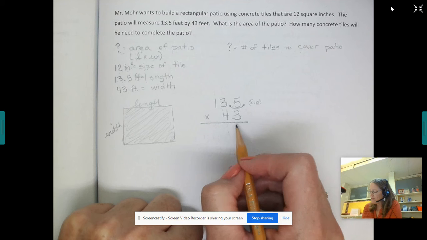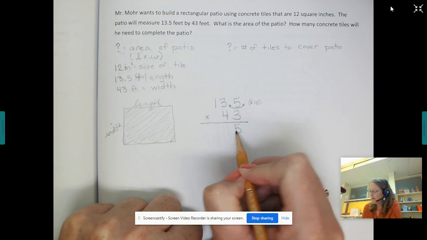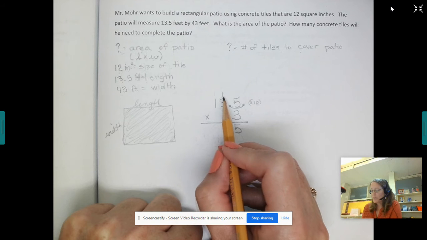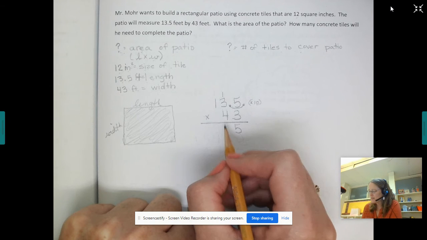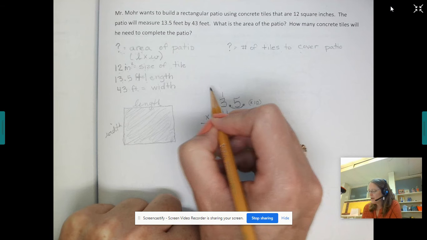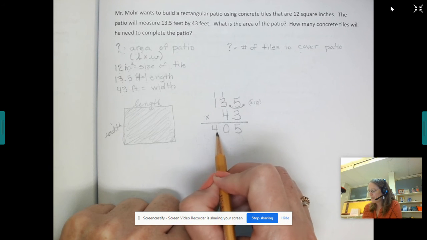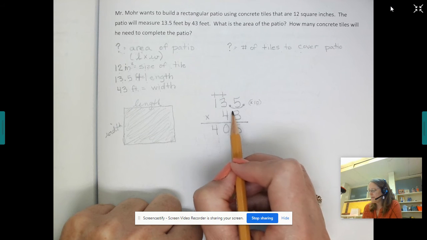3 times 5 is 15. Put down the 5, carry the 1. 3 times 3 is 9, plus 1 more is 10. Put down the 0, carry the 1. 3 times 1 is 3, and 1 more makes 4. Zip, zap, 0.